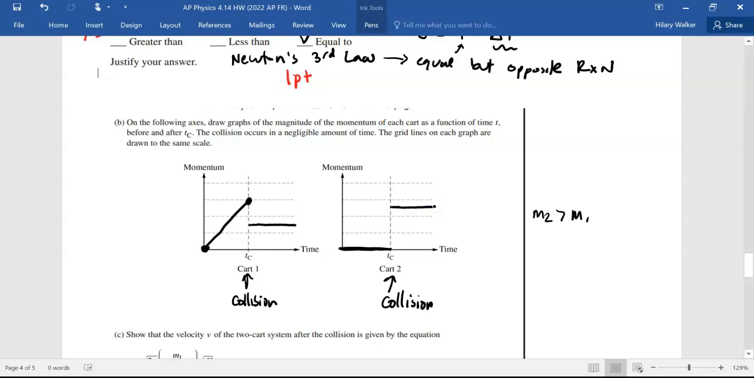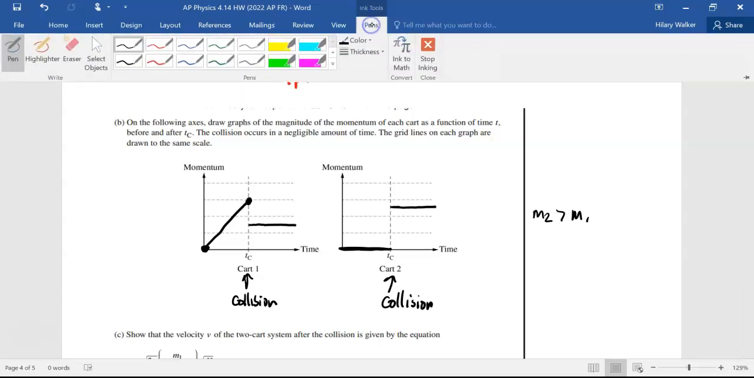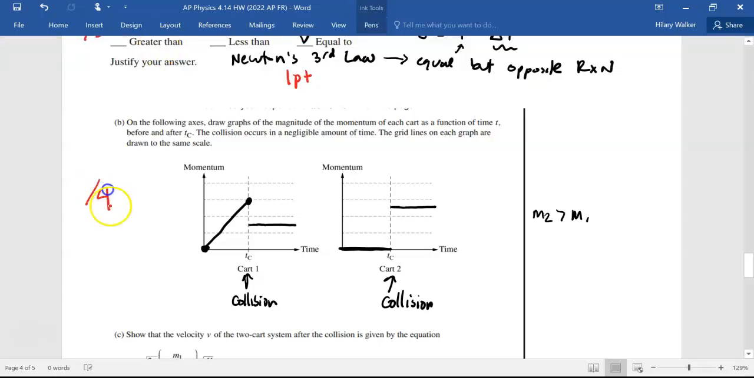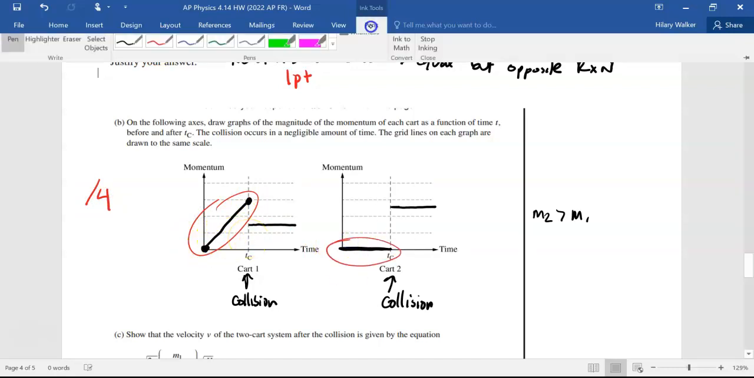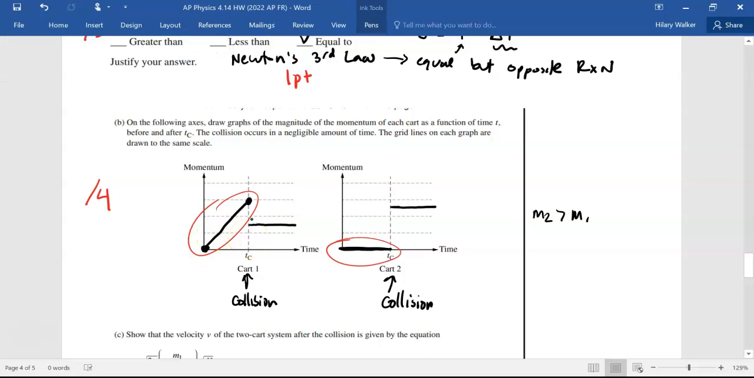Okay, let's go ahead and chat about the rubric for this one. This is a tricky little one. This is actually out of 4 points. So you get 1 point for correctly identifying what the momentum is before and after the change. I'll go ahead and do another color. You get 1 point for recognizing that for cart 1, the momentum is less than what it was right before the collision, and that it is constant afterwards. It's one horizontal line.